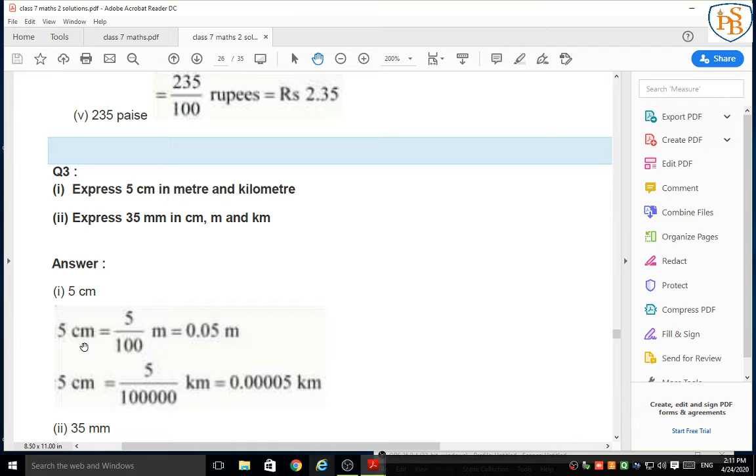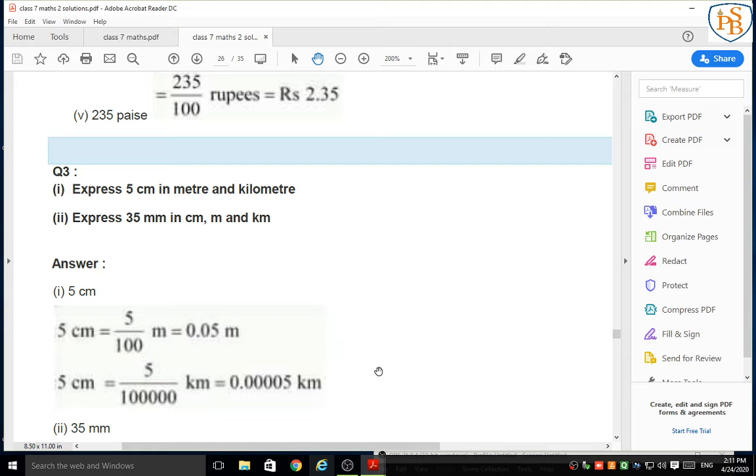So 5 centimeter is equal to 5 upon 100 meter, because 1 meter is equal to 100 centimeter. So we have to write 5 upon 100. So my answer is 0.05 meter.